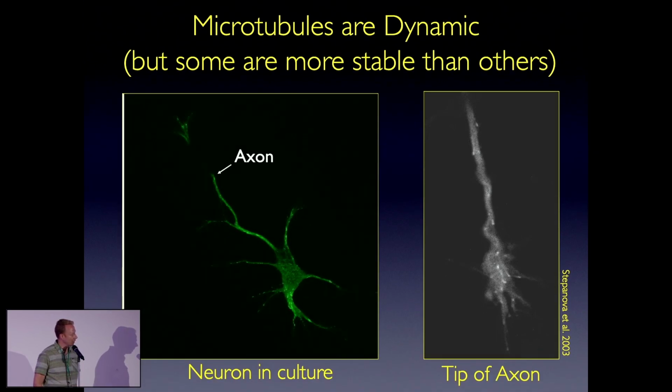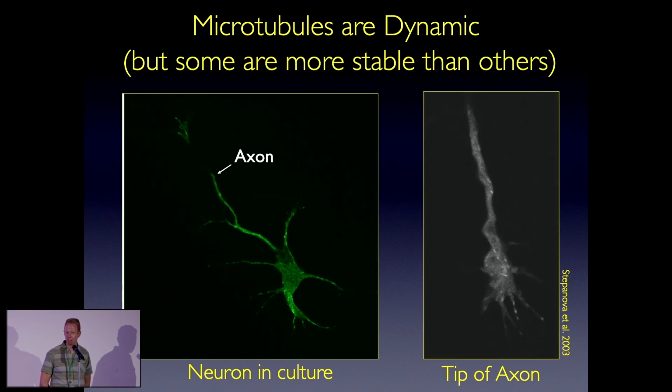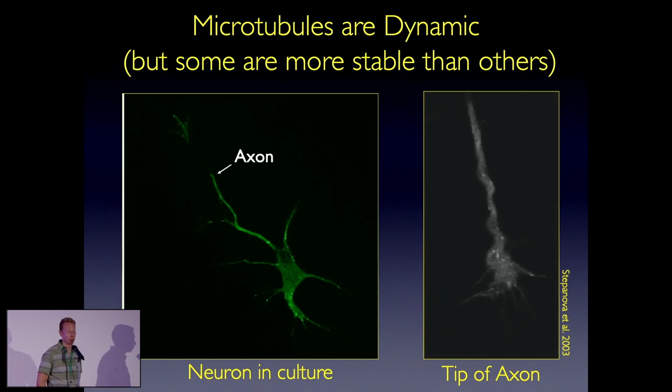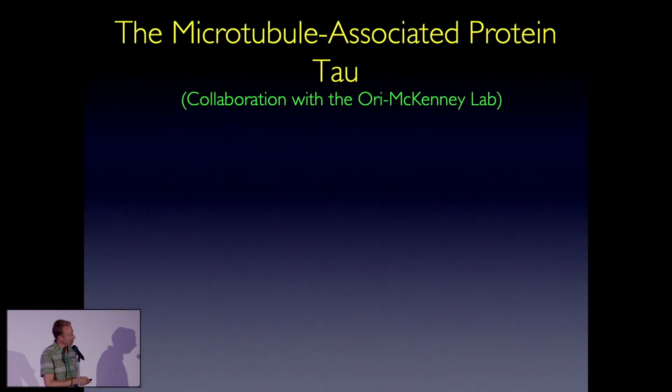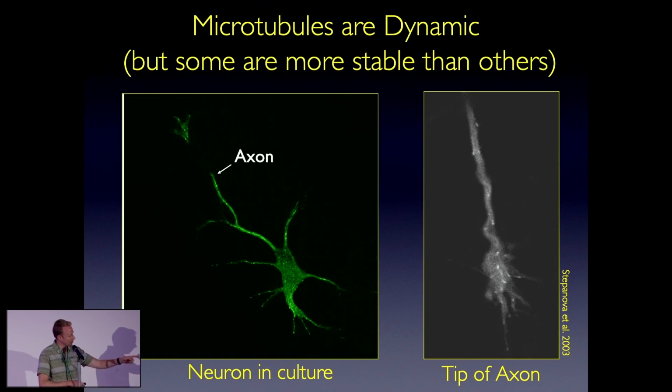And so, again, just to highlight the dynamicity of the microtubules, this is a neuron in culture. And what you see here, hopefully you can see the little green dots that are flowing around in that cell. Those green dots are the ends of microtubules that are growing in this cell. And so the neuron itself has many, many dynamic microtubules that are growing and shrinking throughout the entire cell process.